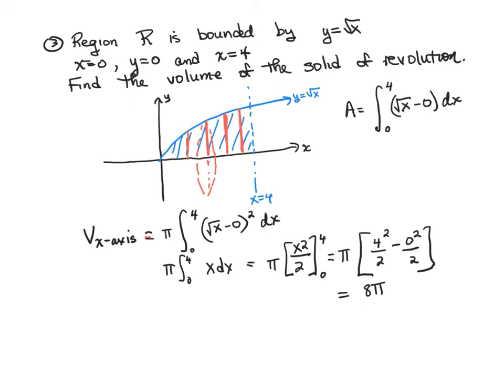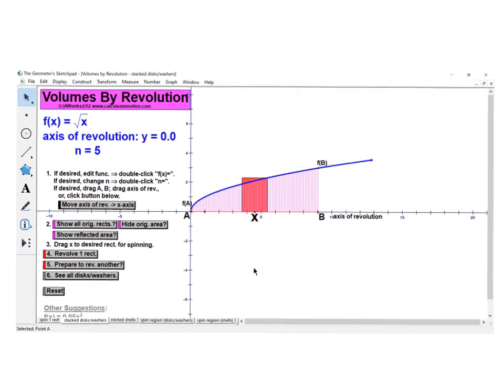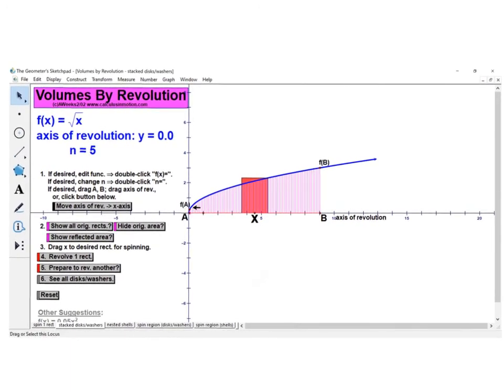Okay, let's see this demonstrated on some software. I wanted to show you an animation of the problem that we've just talked about. So I have a function that is y equals the square root of x over here. And the axis of revolution is y equals 0, which is the x-axis. And notice I arbitrarily picked the interval from 0 to some right endpoint b. But right now, I just wanted you to see what we're doing with the rectangle.